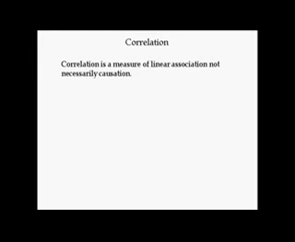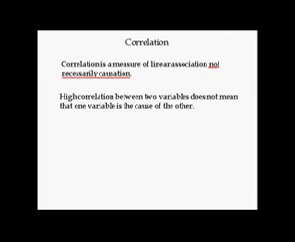The covariance is difficult to interpret because its units are odd. Recall the units of the sample covariance in the Reed Auto Sales example. They were ad cars. What the heck is an ad car? The correlation fixes this issue. The correlation is a measure of linear association, not necessarily causation. High correlation between two variables does not mean that one variable is the cause of the other.